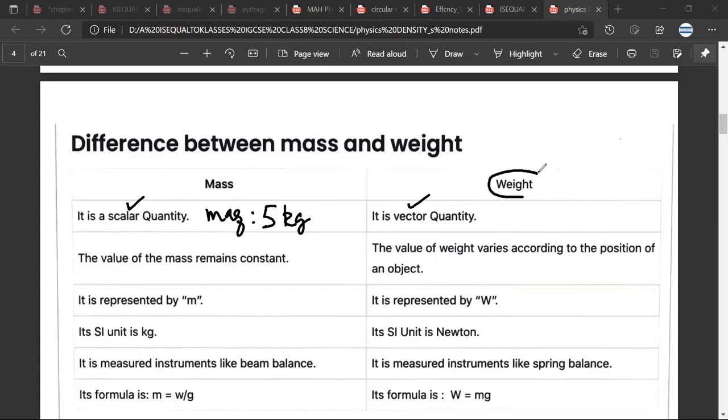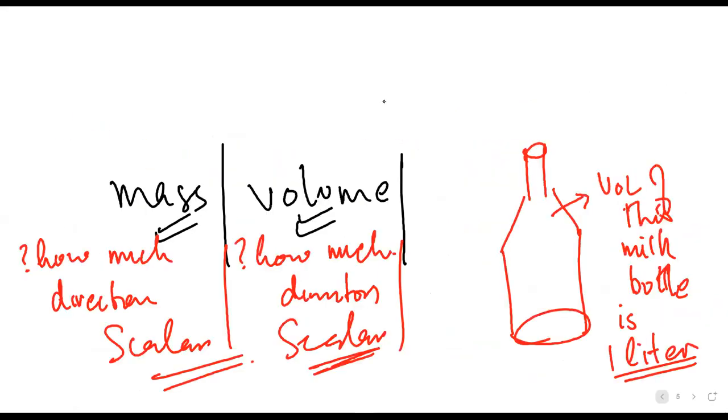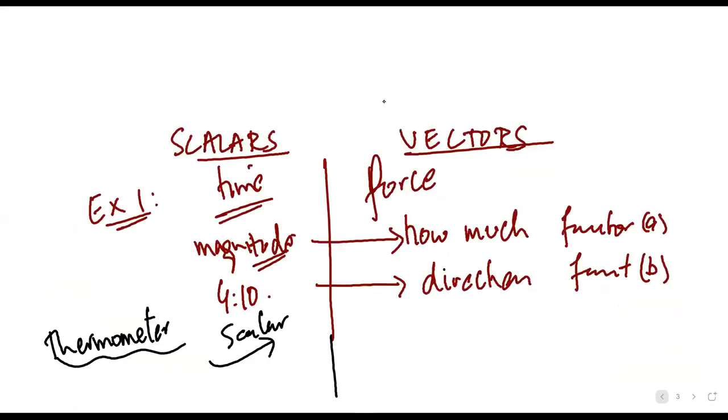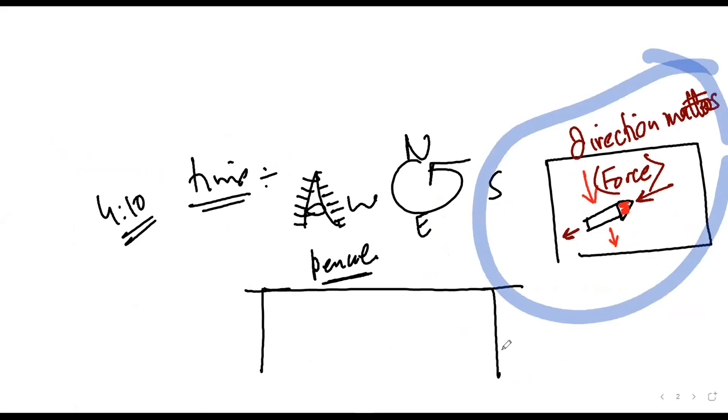Now, in the last lecture, what we have understood is that the definition of weight is the force with which Earth attracts a body. Mr. Satya, do you agree? Yes, sir. Now, because it is a force, and we have defined force as a vector quantity, that is why weight would be called a vector. Mr. Ariman, any doubt? No, sir. Mr. Satya, any doubt?